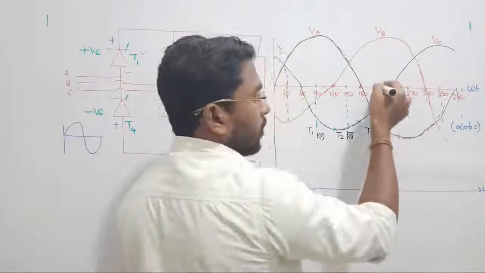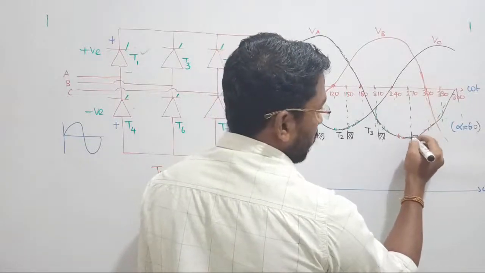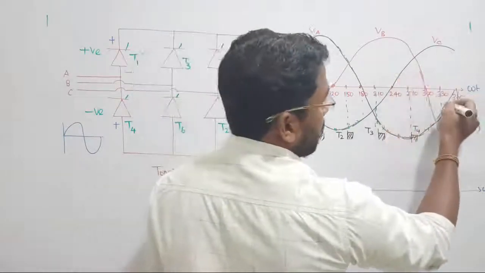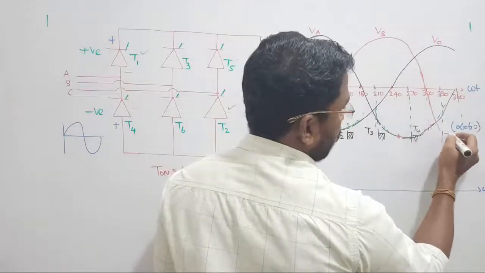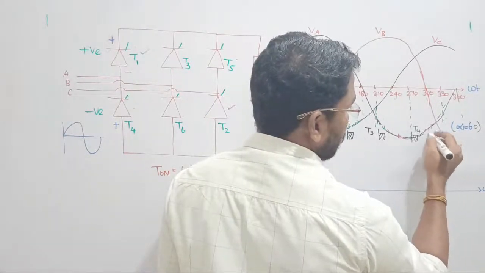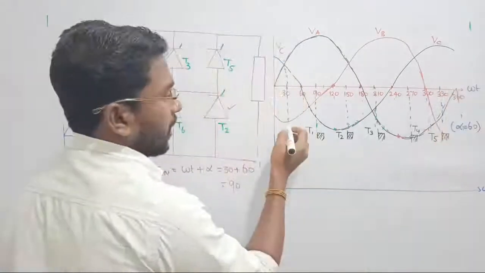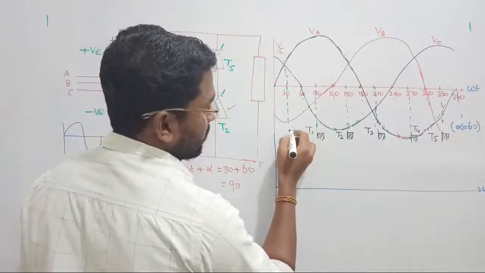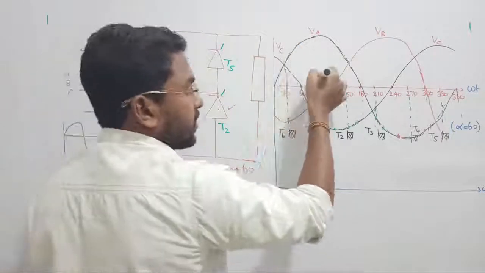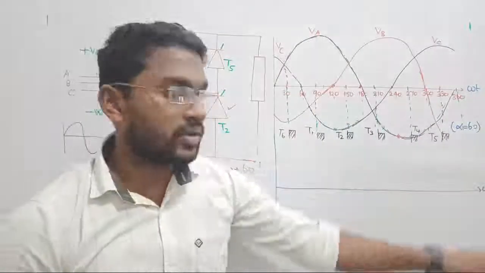Again from 210, after 60 we are going to get 270. Thyristor T4 will be triggered, and then from here after 60, thyristor T5 will be triggered. From here after 60, thyristor T6 is going to be triggered, and then after 60 degree, at 90, thyristor T1 will be triggered. We got the sequence. Yes.